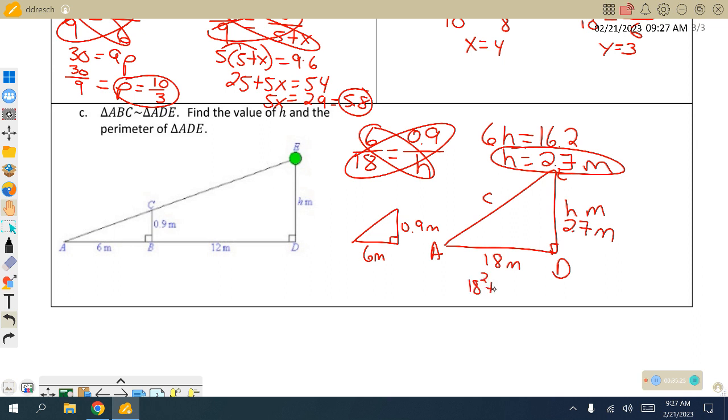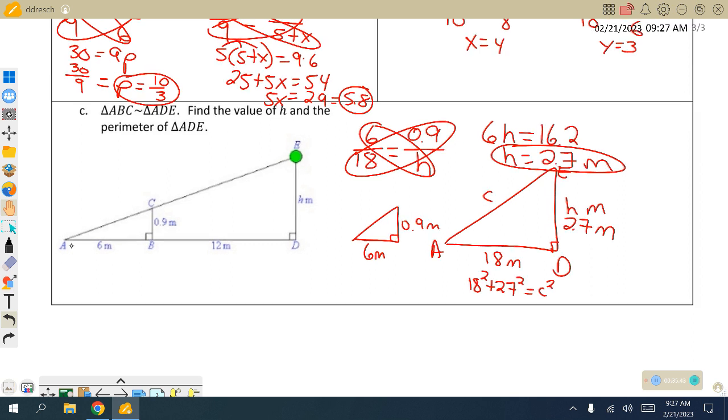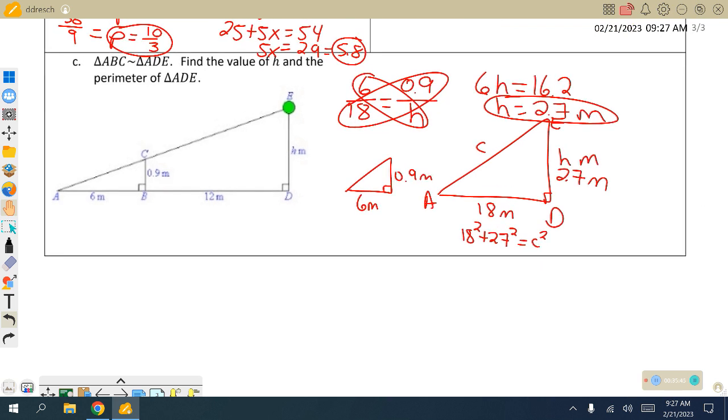18 squared plus 2.7 squared equals c squared. This is an old school problem now. So somebody check me out as well. So we finish this off here. 18 squared plus 2.7 squared. It doesn't say what to round to, so we're just going to go with the nearest tenth, that's kind of our default. Somebody get 18.2 meters? Okay, I heard somebody say 18.2.